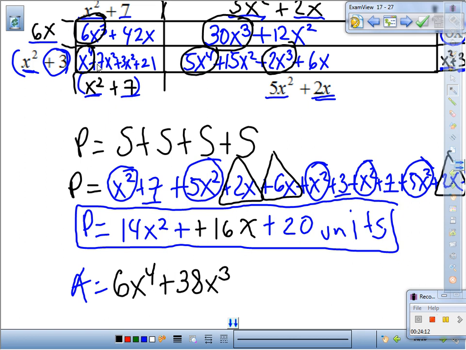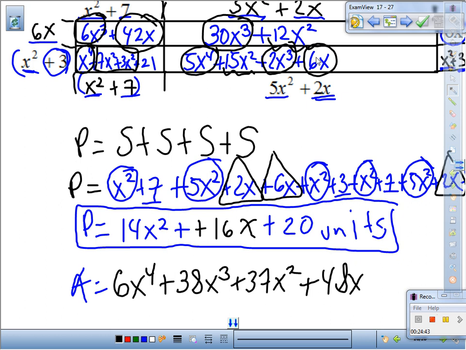X squared now, right? What is 7 plus 3? 10 plus 15 plus 12 plus 37x squared. No, x. How many x's do we have? We have 42 plus 6. What is that? Plus 48x. And our constant is 21.